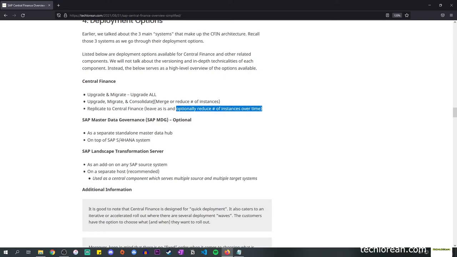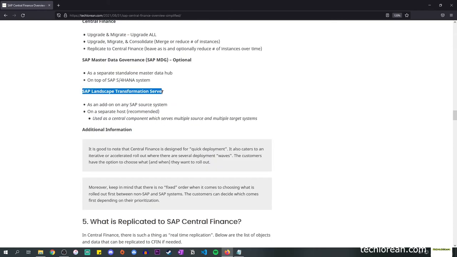So it's something to take note of, especially if you're using Central Finance as a stepping stone before completely moving to the cloud or something like that. Next is SAP MDG. This is optional for Central Finance, but it is pretty good for making sure that your master data is clean, there is a fixed process, there is a centralized master data hub. So if this will be availed, it can be deployed as a separate standalone master data hub. Another option is to deploy it on top of SAP S/4HANA, which is the scenario that we have for this tutorial.